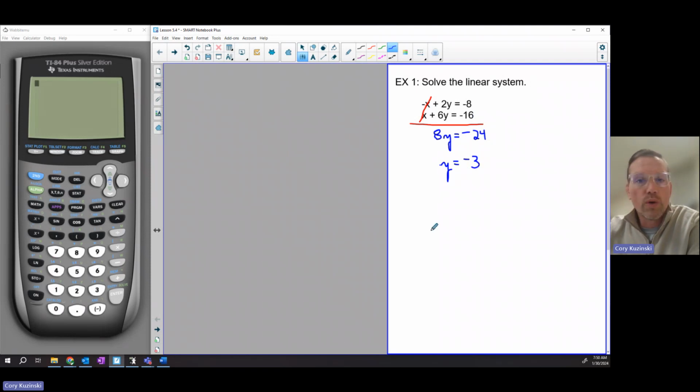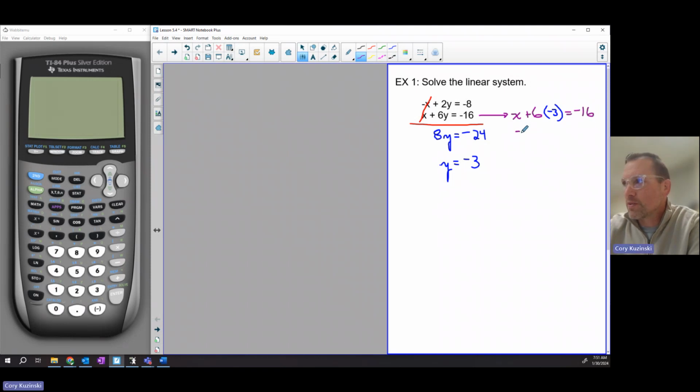And now we already know the y value of these two equations, where they cross. So it's just quick and easy. We've got the y value. We do need the x value still, and we can use either one of these equations. I think I'll use the first equation. So I'm going to take this one, or I'm sorry, the second equation, x plus 6 times negative 3, that's our y value, equals negative 16. And I'm going to solve that.